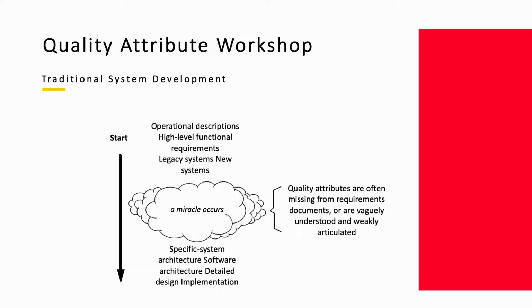A traditional system is developed where you have high-level requirements and legacy systems that you're either trying to recreate or hook into. Quality attributes are not something new, so you already have that in your mind when a customer tells you what they expect. Traditionally, even for me when I first started, a miracle occurs and you end up with, hey, here's the site, it works, take it, and everything's good.